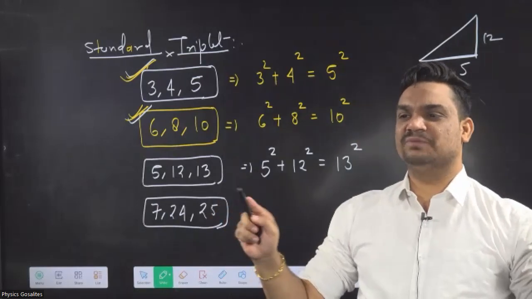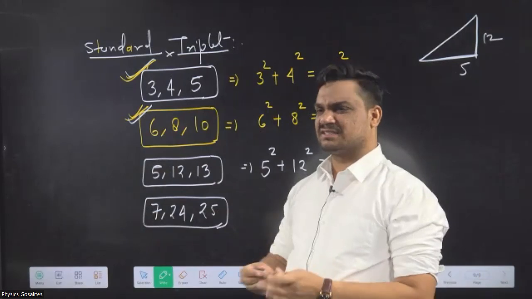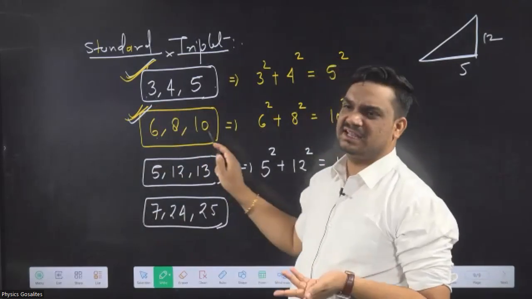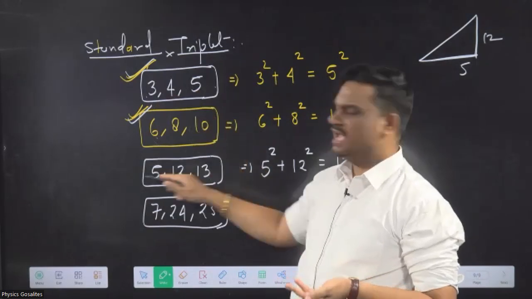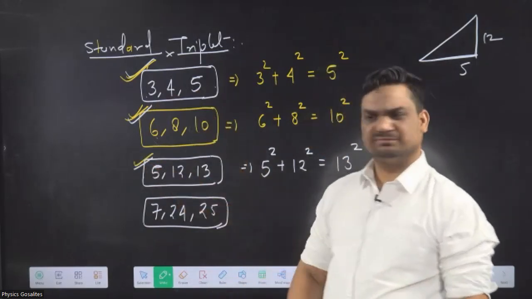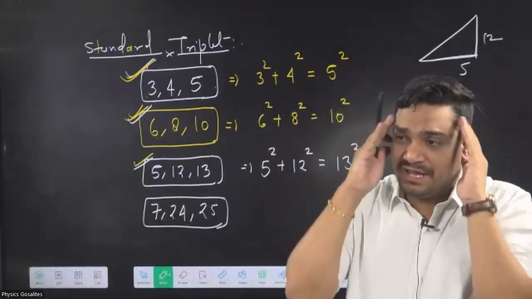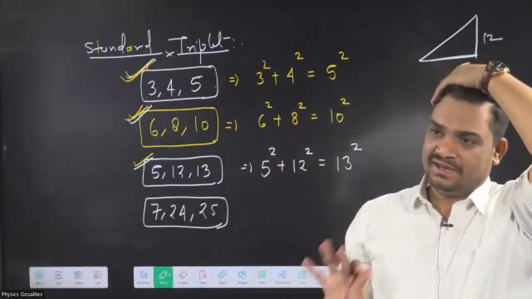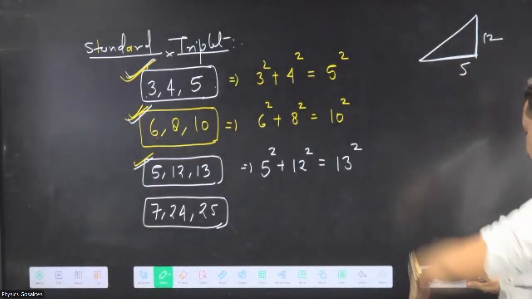Just the very basic ones. If you forget even the last one, there is no problem. You can remember this: 3, 4, 5, and 6, 8, 10 is just double of that, 3 double, 4 double, 5 double, and 5, 12, 13. That's it. Enough. Don't give more stress to your brain already, I'm saying. Okay. Can we go for the next one?